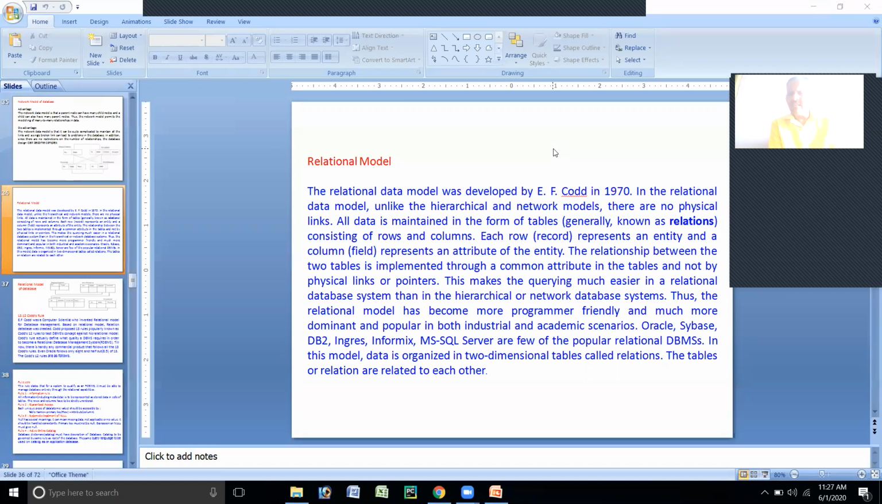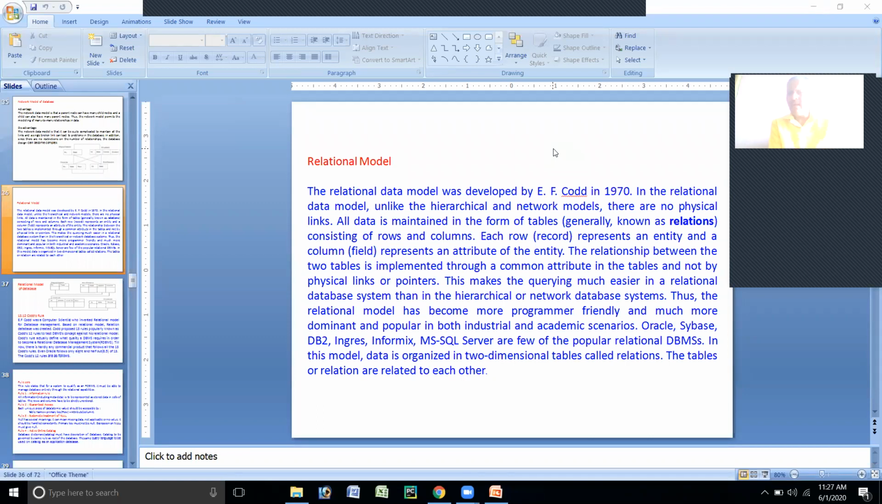They are using a relational database, but while collecting data from more than one table, we are not using any links. Physical links are not used. Even we are not using pointers. It means we are not using addresses. This is the point we are discussing.